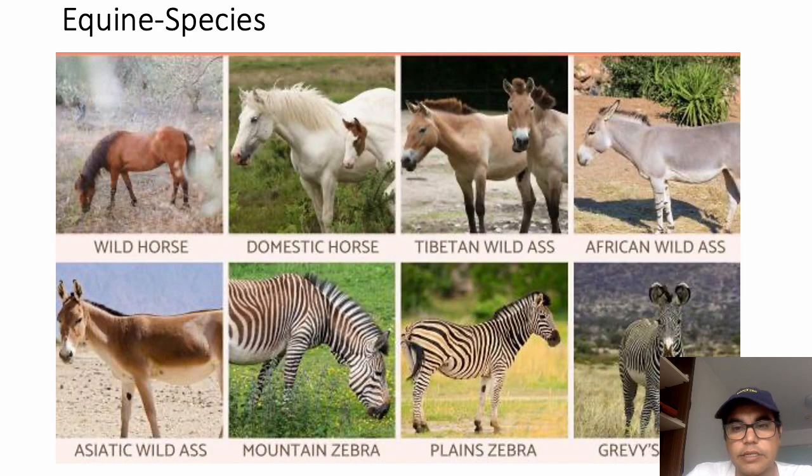Here, summarizing this origin and species, you can see from the picture that each one of them has a different size, different colors, even their adaptability to different environmental conditions.